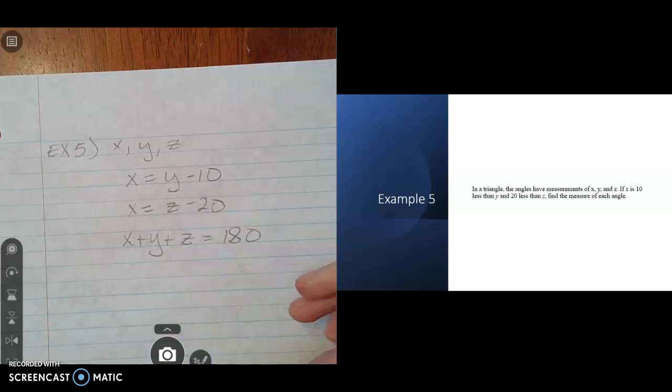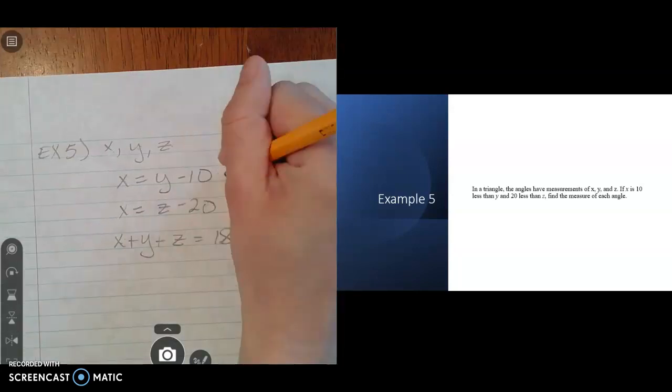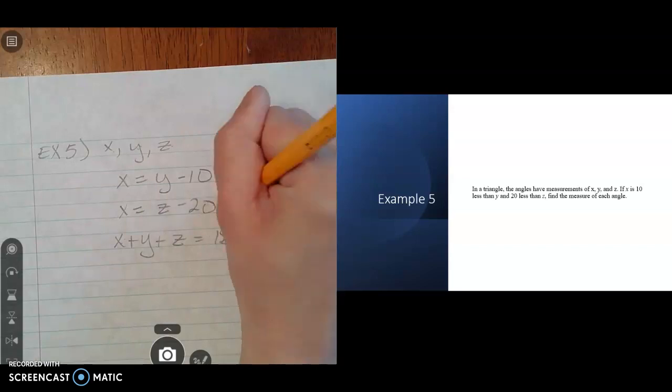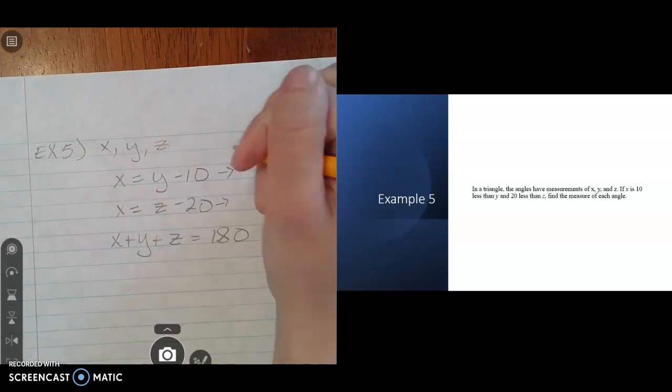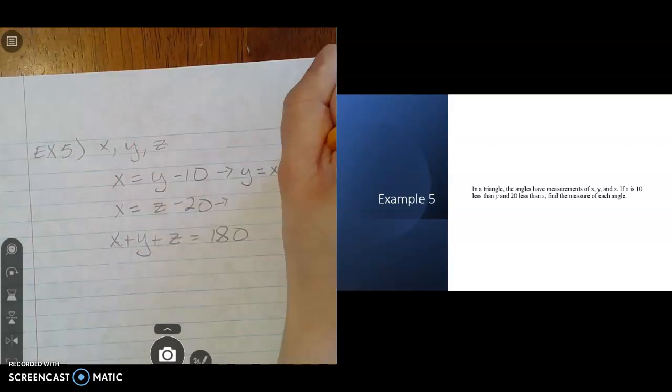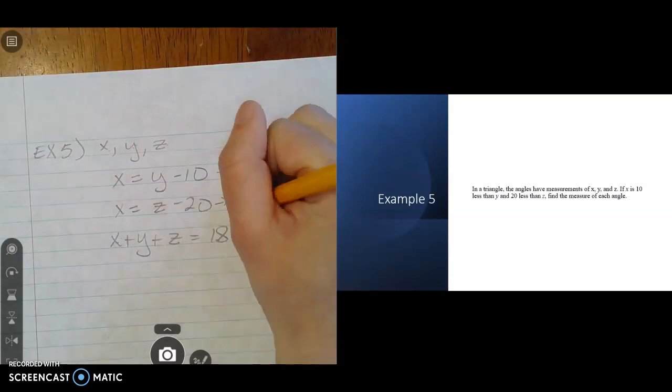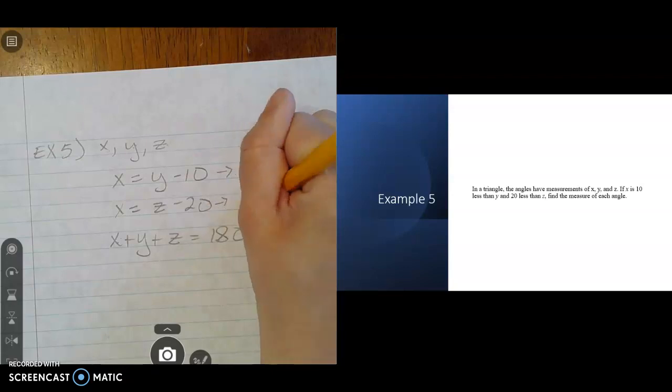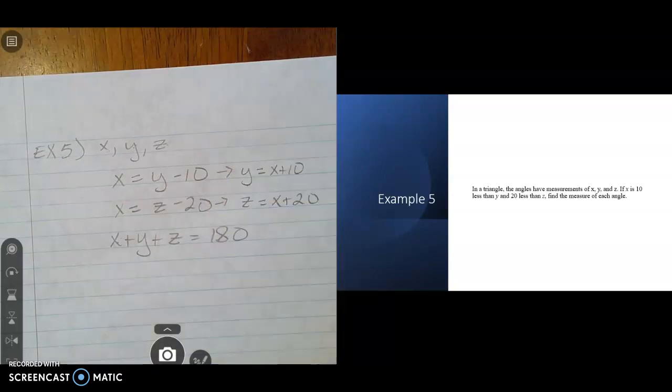But what I could do is rearrange this first and second equation for x. So if I could add 10 to both sides, I'll have y equals x plus 10. If I add 20 to both sides in the second equation, I'll have z equals x plus 20. And then what I can do is substitute both of these things into that last equation and just have one variable, which is really nice.